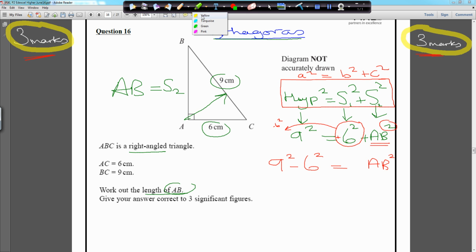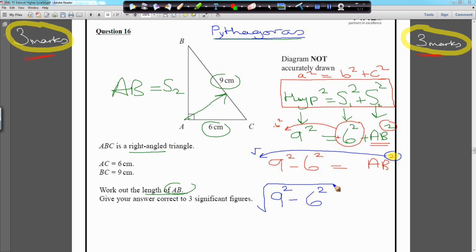Now, we are not looking for the squared. We've got to get rid of the squared. That's the last action, the last thing for us to move now. The opposite of squaring something is to square root the other side. So we just rewrite it again for tidiness. 9 squared minus 6 squared, all of it square rooted, is equal to what we're actually looking for, which is AB. Now, you can even put 2 down here if you want. That means square root. 3 would be cube root.